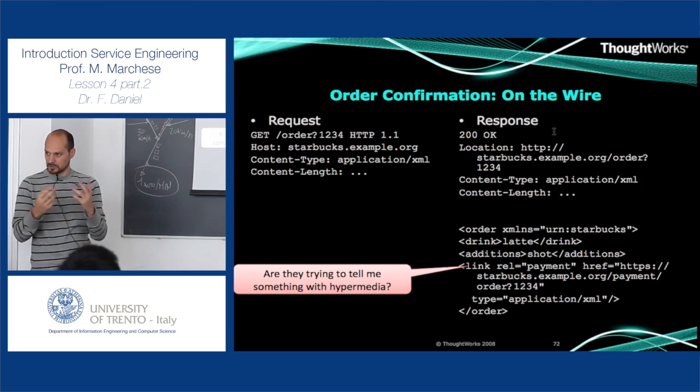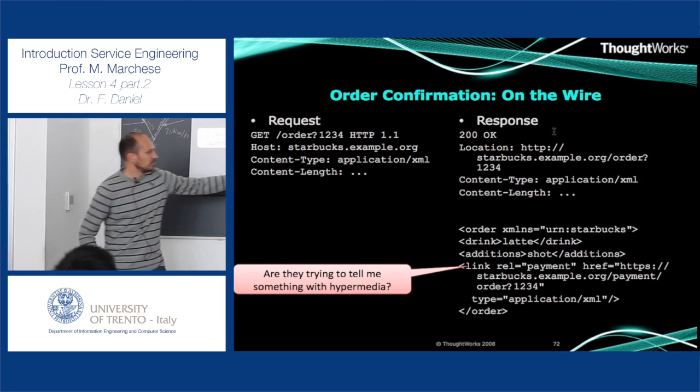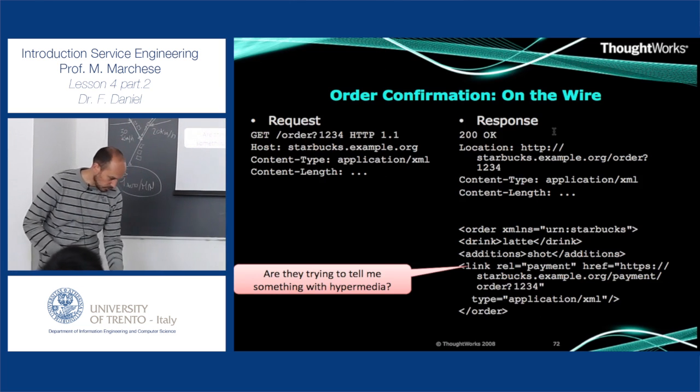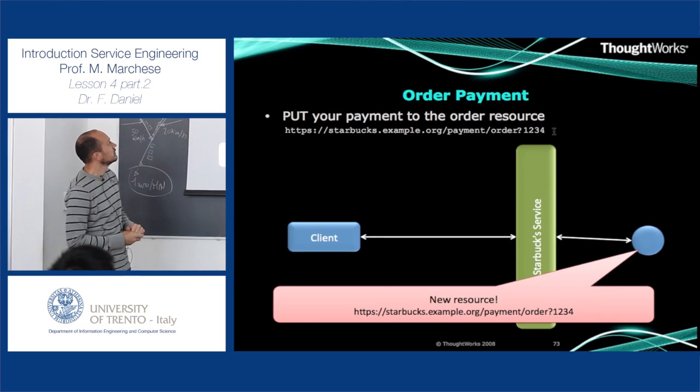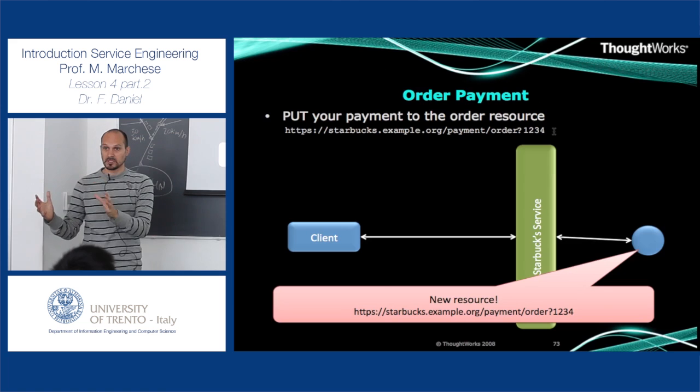So somewhere in the description of the service, you will get the XSD of the XML message that this link accepts. But what we want to do now is we want to pay. So paying means we need to talk to a new resource on the web server, which is the payment resource. We have the order resource, we have the payment resource. They are independent, they are just interlinked.